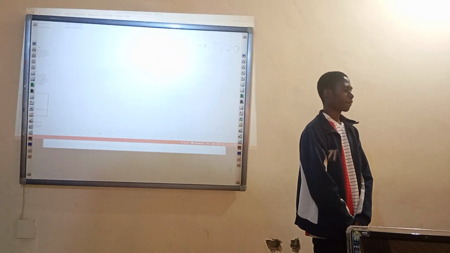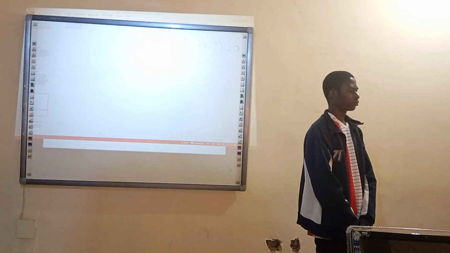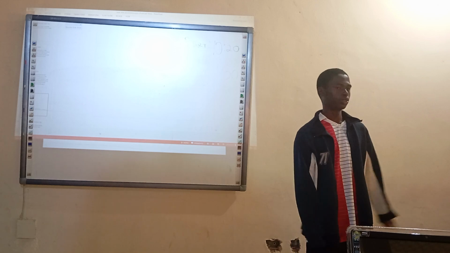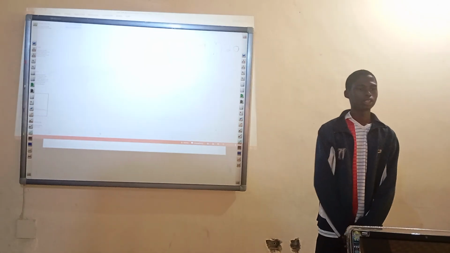In terms of IDE, you can use anyone, right? Yeah, you can use anyone. It's not restricted to just this one. You can use anyone. Any other question?